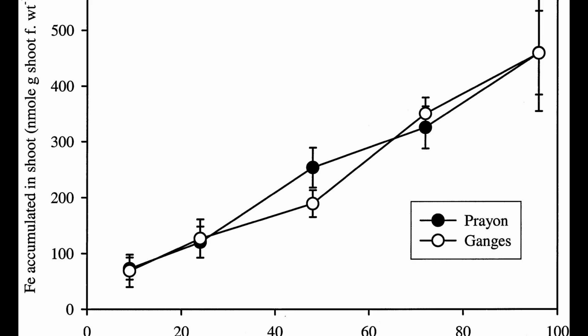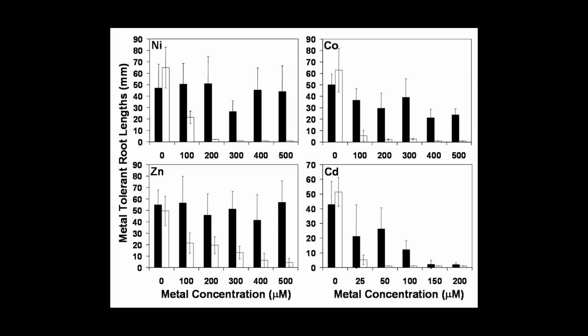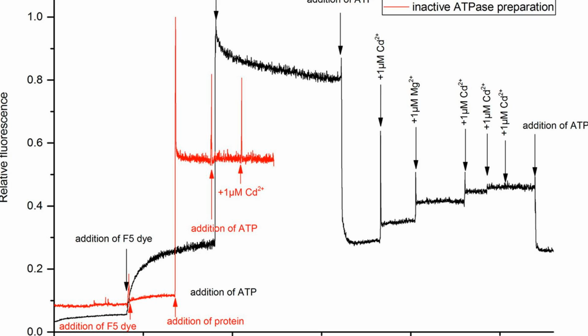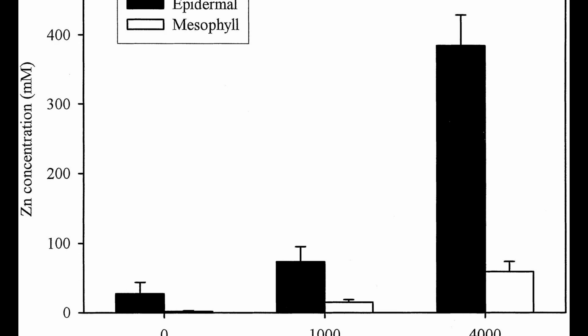But this is not the complete hyperaccumulator phenotype, because His overproducing GM lines do not exhibit increased Ni concentrations in either xylem sap or shoot tissue.